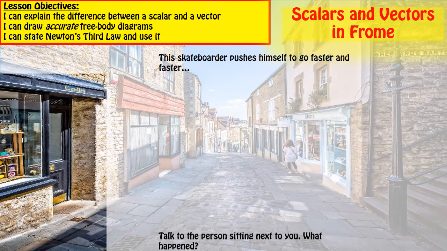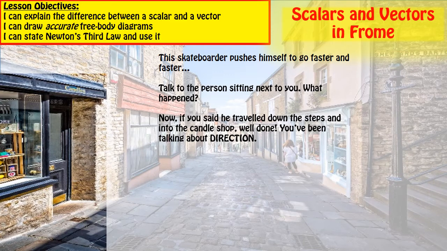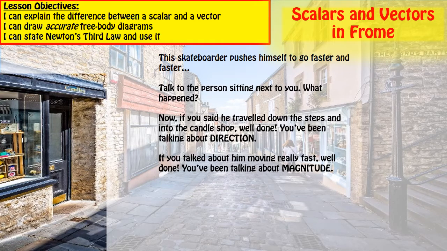There you go. Did you see him? So talk to someone around you, or just talk to yourself if you're isolating at the moment. What did you see happen? What happened? Well, if you said he travelled down the steps and into the candle shop, then really good, well done, because you've been talking about direction. If you said he moved really fast down the steps, then well done, because talking about the speed is all about magnitude.